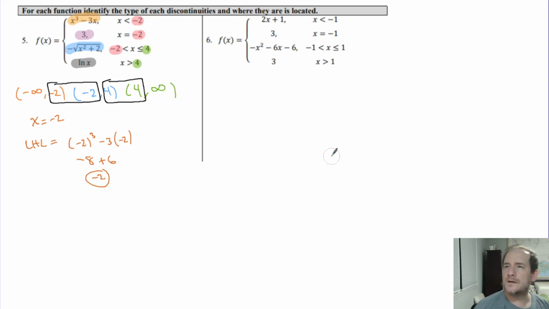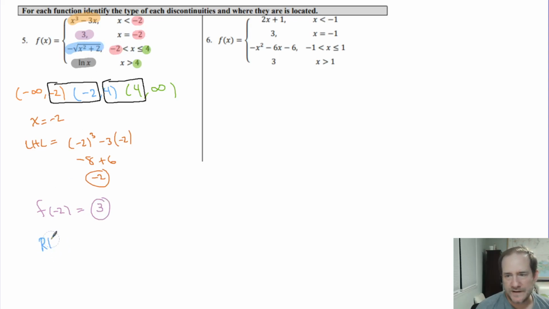Huh, okay. Then what else do I know? I know that from the purple guy, that's just literally telling me that f of negative 2 is 3. So okay, great. Right away I can say that we're definitely not continuous because one of my limits is different from my function value. But to fully answer the question of what's going on, we still need our right-hand limit, which is going to come from the blue function here.